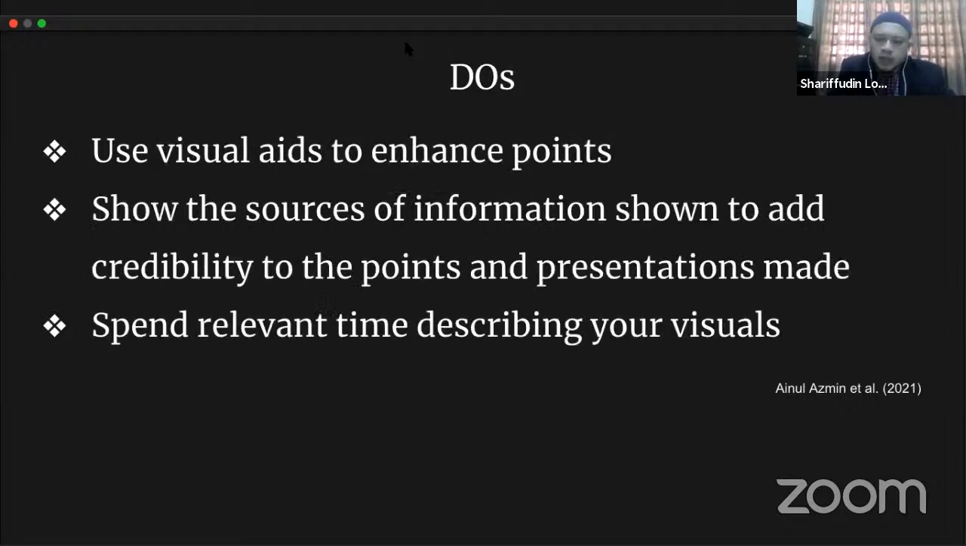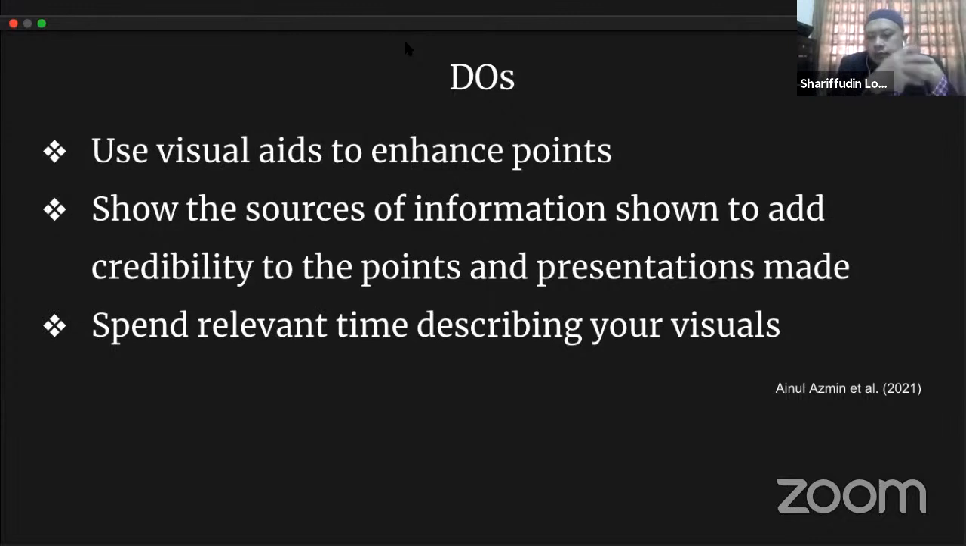Alright, so again, repeat, for the do's, use visual aid to enhance point. Show if you have certain images or information that you have taken from somewhere, make sure that you give credit. Maknanya kita bagi tahu on the slide itself, kita acknowledge daripada mana dia datang, okay, daripada mana source, mana dia punya punca, daripada mana kita dapat.